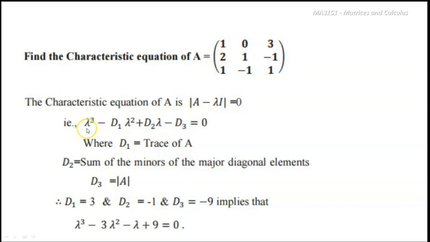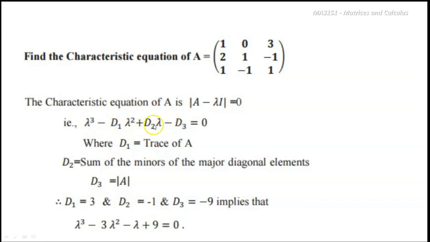So, you have to start with lambda power 3 minus D1 lambda square. First term plus, then next term minus. Plus and minus will come alternately. Then the third term will be plus because the second term is minus.